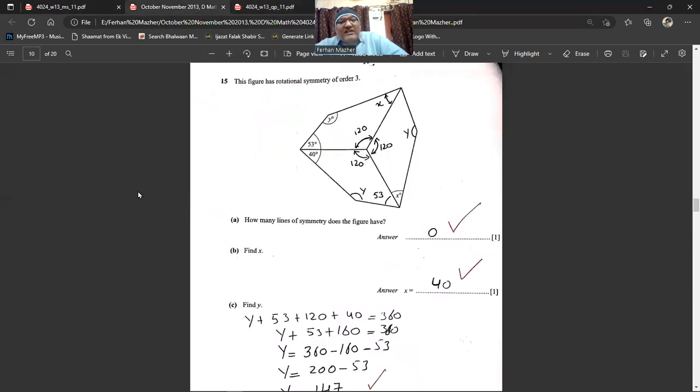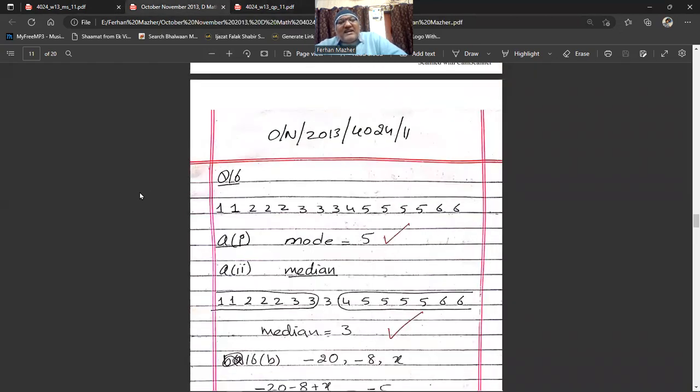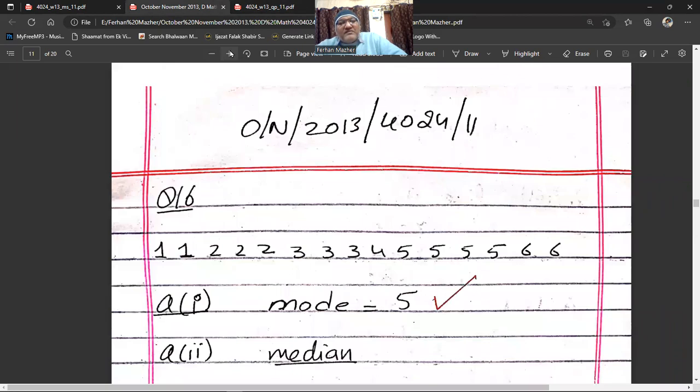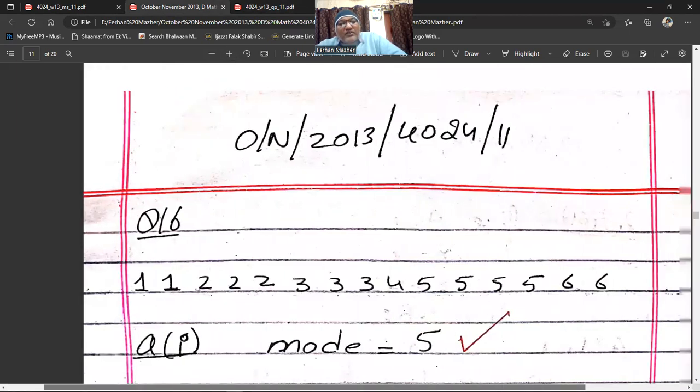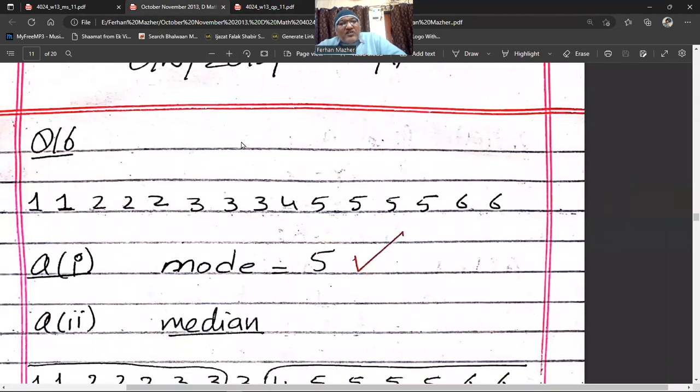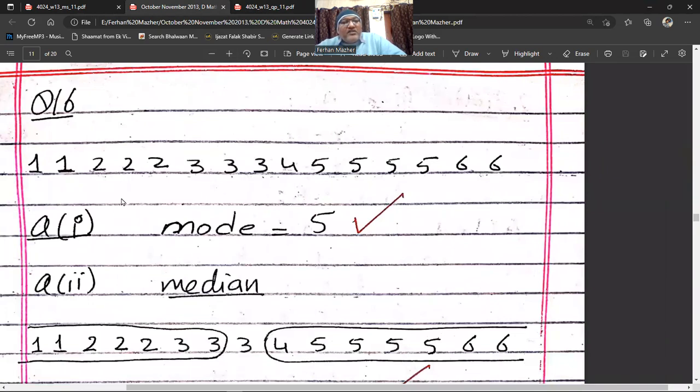Okay, I will arrange them. My method is that I will arrange them first of all. First of all, I arranged them. So the mode is that number which is coming the most frequently. So that is 5, because the 5 came 1, 2, 3, 4 times. None of the numbers came that much. So the mode is 5.